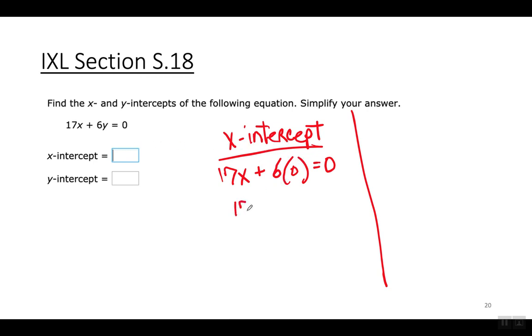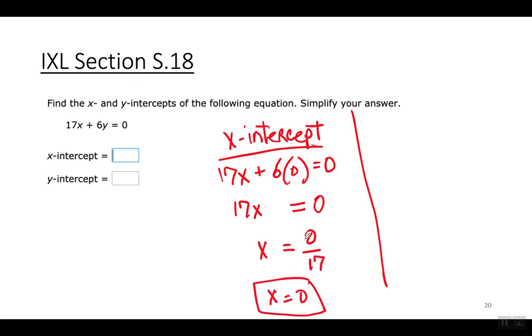So I'm going to have 17x equals 0. And then remember that 0 divided by any number has to equal 0. Again, 0 divided by any number that's not 0 has to equal 0.